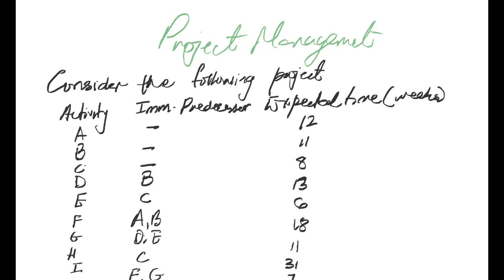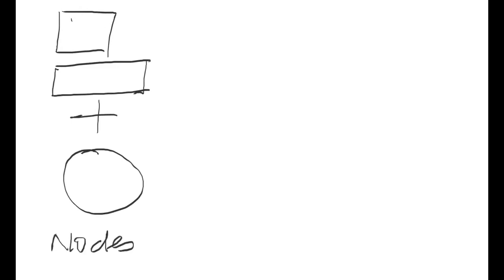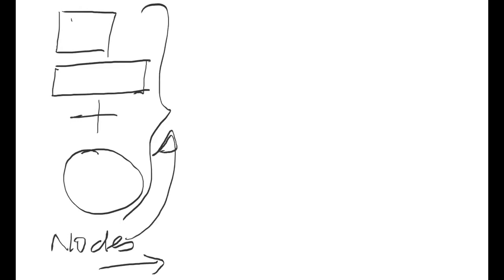Now, the network is a series of nodes and arrows. So the nodes can be squares, the nodes can be rectangles. The nodes can even be a plus sign. But the node that I'm going to use is a circle. Now, so these are called nodes. And so along with the nodes, we use arrows, right? So all of these are called nodes one way or the other. And then we use arrows.